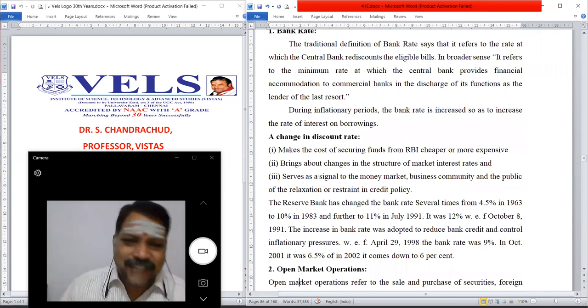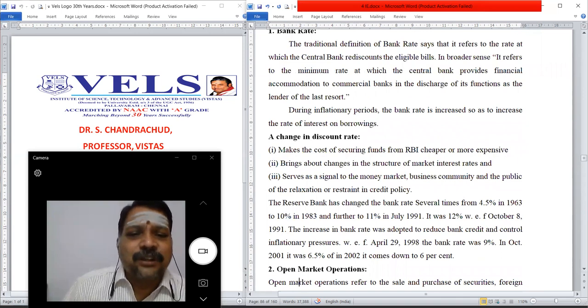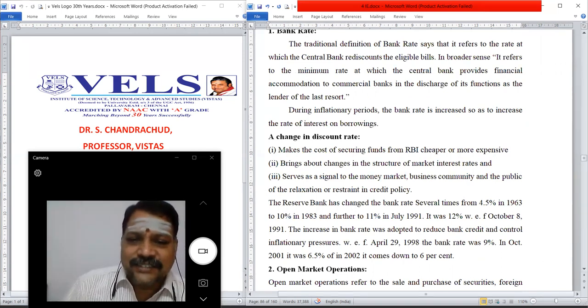There are some changes that happen in the discount rate. Some of the changes are: make the cost of securing funds from the RBI cheaper or more expensive, bring about changes in the structure of market interest rates, and finally serve as a signal for the money market, business community, and public for the relaxation or restraint of the credit policy.